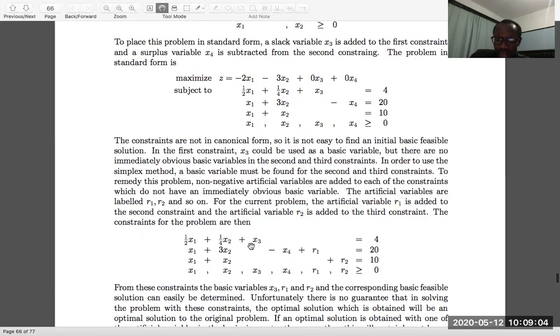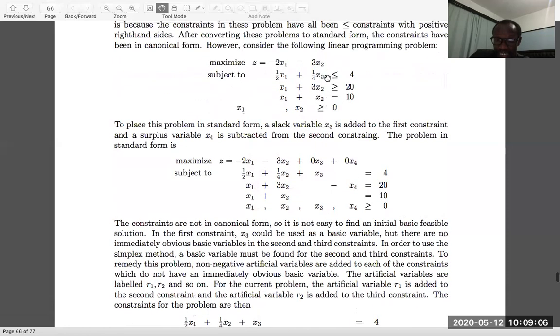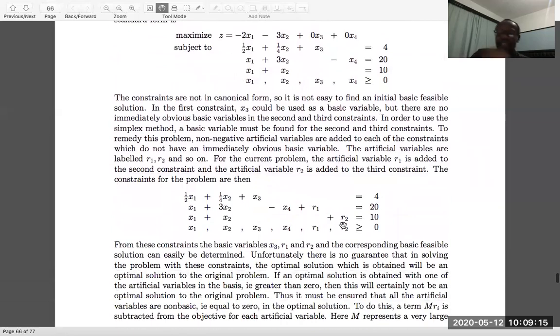That first one, because it was less than or equal, we added x3 as our slack variable. For the other two, which didn't have one, we're going to add artificial variables R1 and R2. Now x3 is 1 here and everywhere else it is 0. R1 is 1 here and everywhere else is 0. R2 is 1 here and everywhere else is 0, which means it's now canonical, right?